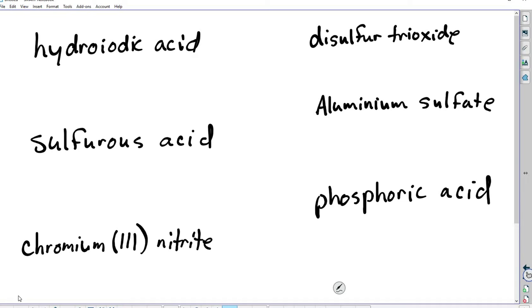Hydro tells you what? Hydrogen and one other element. So hydro tells me hydrogen and only one other element. So I don't look at polyatomics.